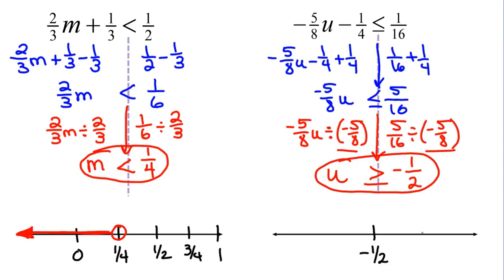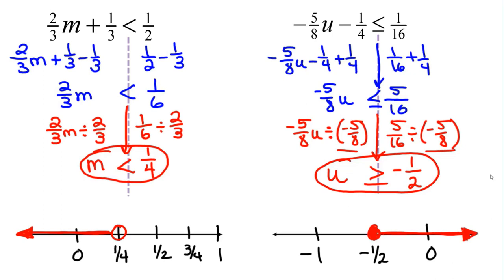Here's -1/2. This would be 0. Here would be -1. And it's greater than or equal to, so that is included. That's a filled in circle. u is everything greater than or equal to -1/2, so that would be shaded to the right. So everything to the right on the number line is greater than -1/2. And there's my solution there.